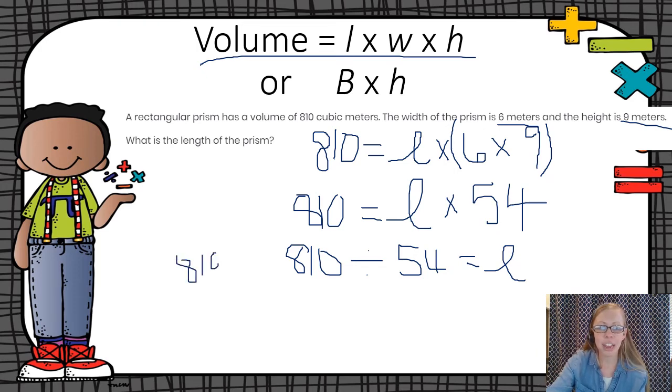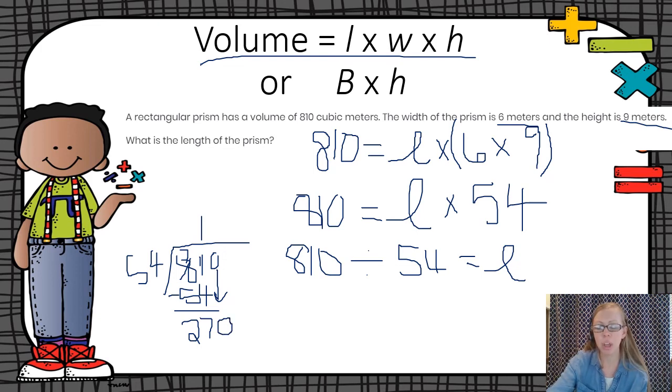810 divided by 54. My writing's getting extra small here. 54 can go into, not 8, but 81 one time. Put my 1 up top. 1 times 54 is 54. I subtract. Do a little bit of borrowing here. Regroup. 11 minus 4 is 7. 7 minus 5 is 2. 270 will be the next piece here as I bring down my 0. 270 divided by 54.